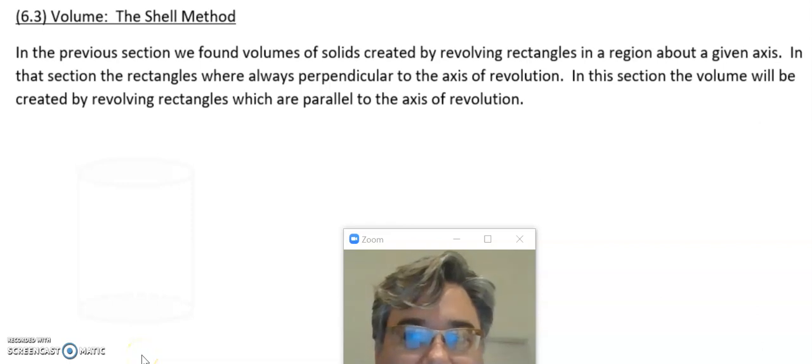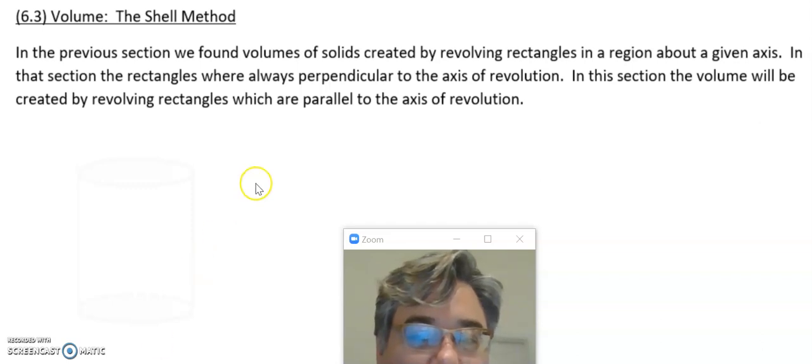Hey Calculus, I'm here to talk about the shell method. This will be the final lesson that you learn in calculus this year. So here we go. So what is the shell method?